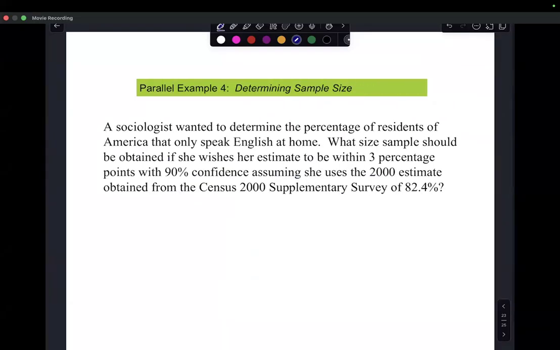Okay, let's do this. A sociologist wanted to determine the percentage of residents of America that only speak English at home. What sample size should we use if we want our estimate to be within 3 percentage points and 90% confidence? And they're going to use a previous study that was 82.4%. So our p hat that we're going to be using is going to be 0.824 because that was a previous study. We have a 90% confidence interval.